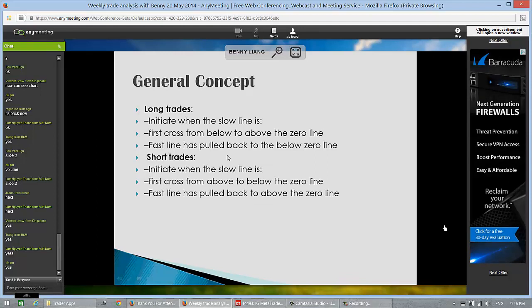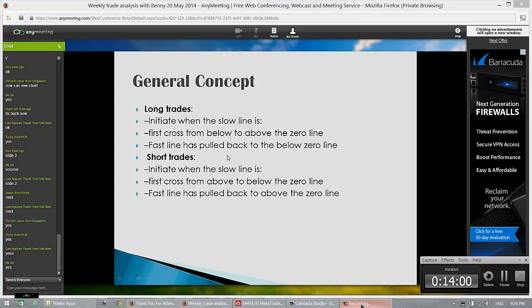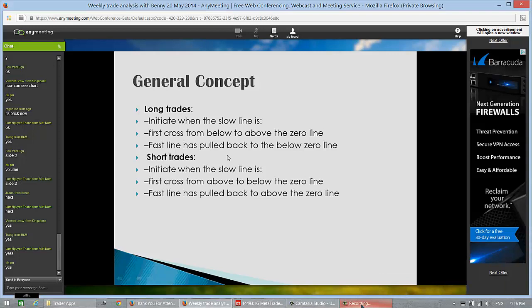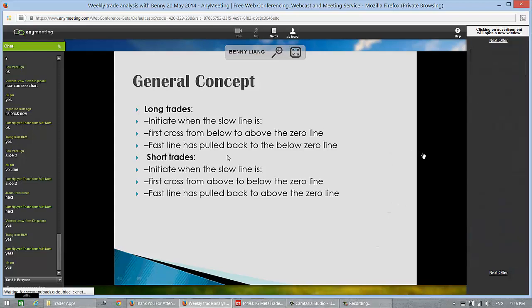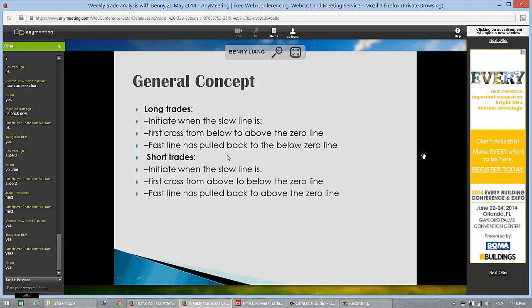And for a short, to sell, we want the slow line, which is the red line, to stay below the zero line, while the fast line, which is the green line, pulls back towards the zero line or above the zero line. Okay, so generally this is the concept when we trade the 310.